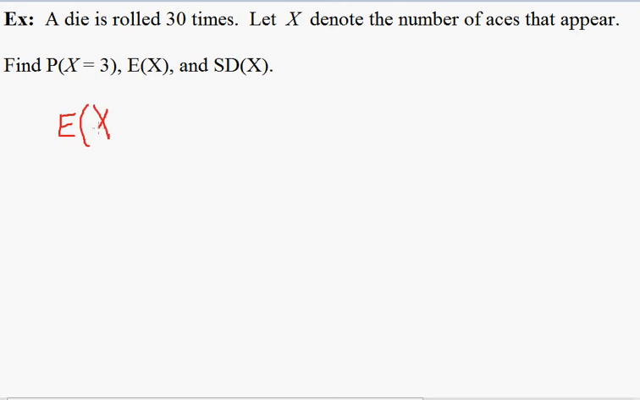Now, this formula only works when I have a binomial random variable: the expected value of x is equal to n times p. So in our case, that's equal to 30 times a sixth, which is 5. And this you probably could have gotten before ever taking the course. If you roll a die 30 times, you expect to get 5 ones. Kind of makes sense.